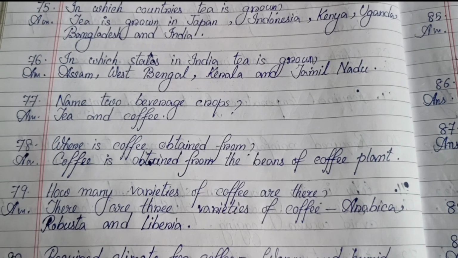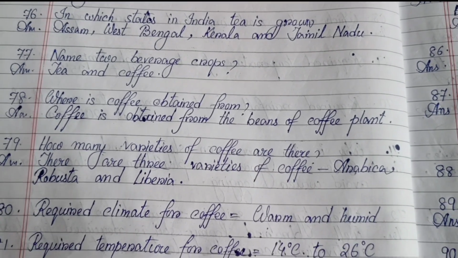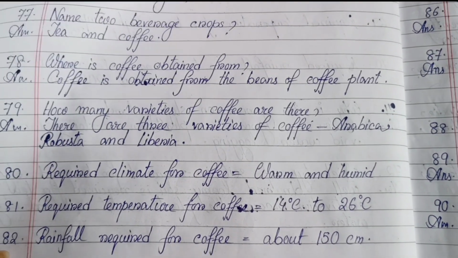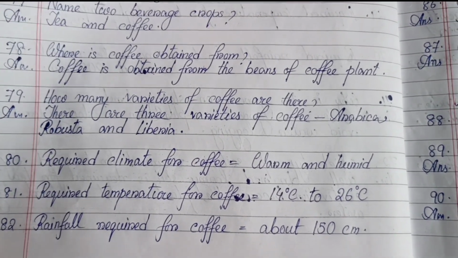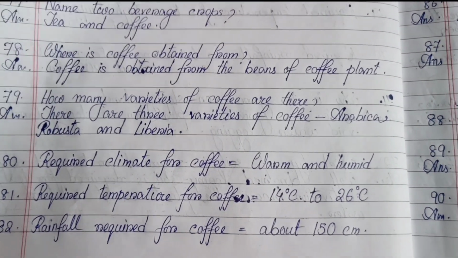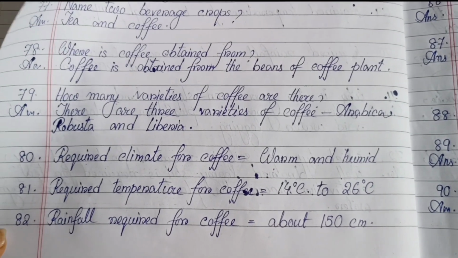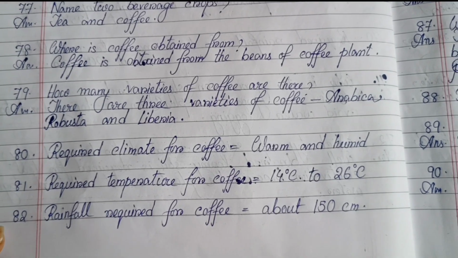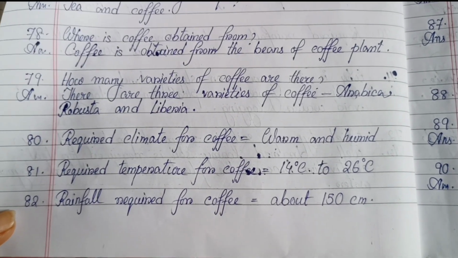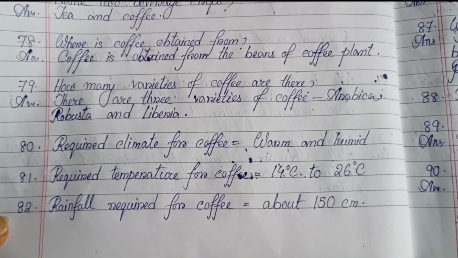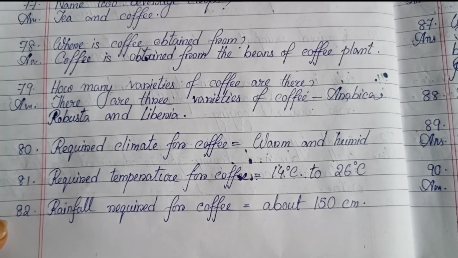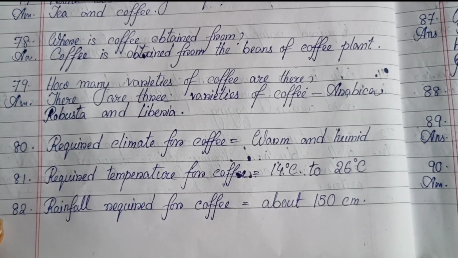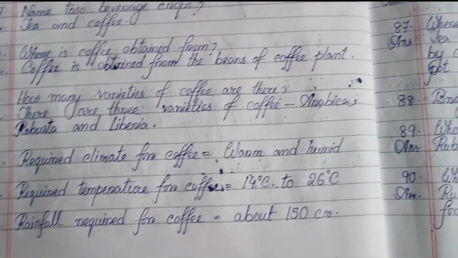Name two beverage crops: tea and coffee. Where is coffee obtained from? Coffee is obtained from the beans of the coffee plant. How many varieties of coffee are there? There are 3 varieties of coffee: Arabica, Robusta and Liberica. Required climate for coffee: warm and humid. Required temperature for coffee: 14 degrees centigrade to 26 degrees centigrade. Rainfall required for coffee: about 150 centimeter.